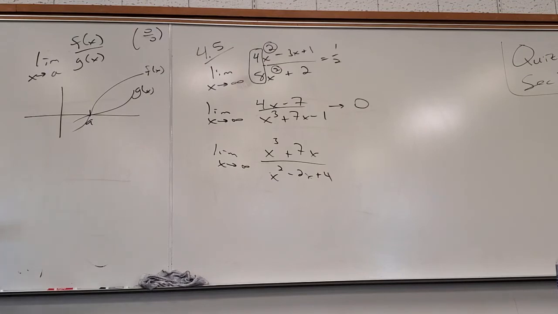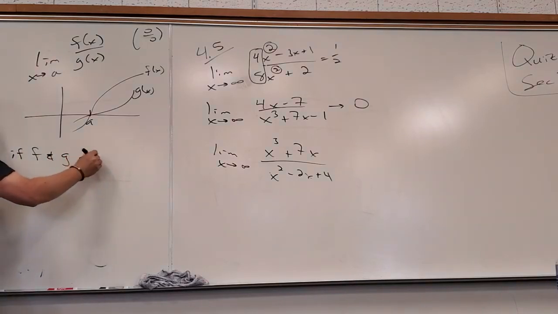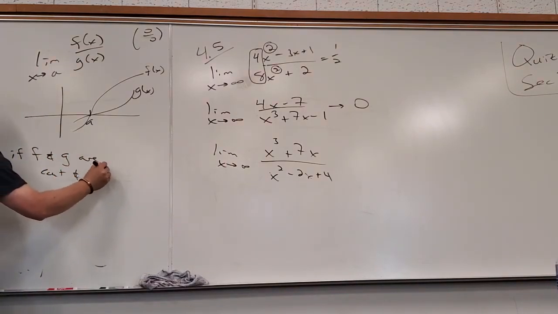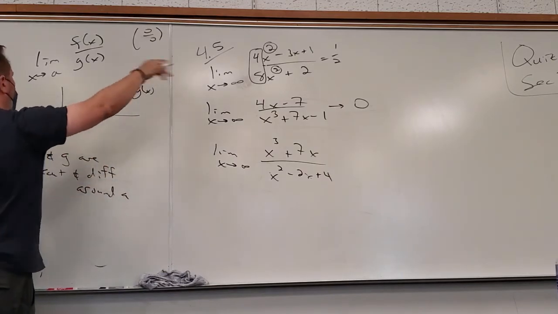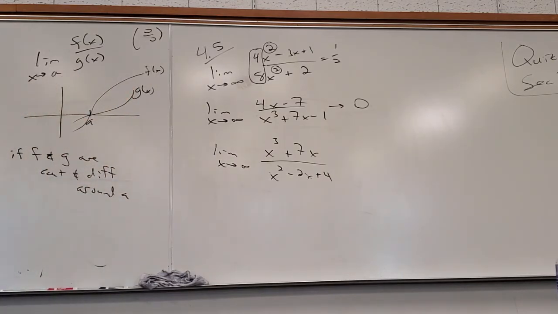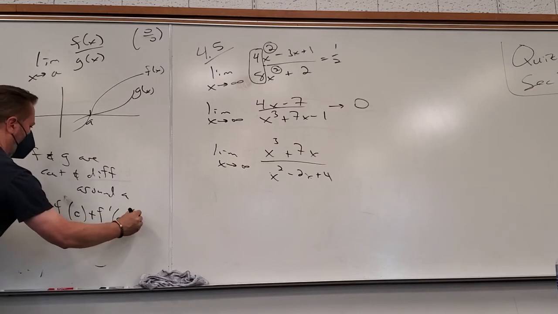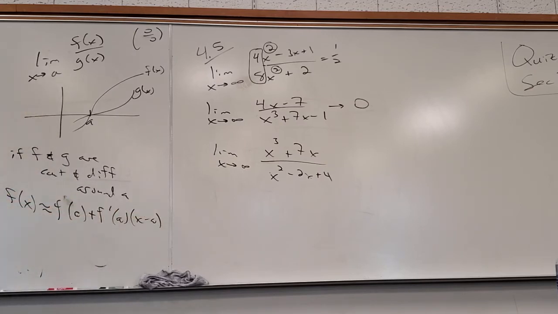What's interesting is, if f and g are continuous and differentiable around a, so it doesn't matter if you get all freaky elsewhere, all I care about is around a, then isn't it true that we can write this as a linear approximation? Remember that? Stay with me.